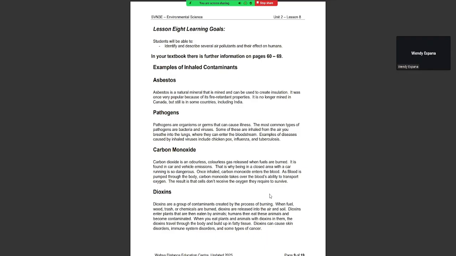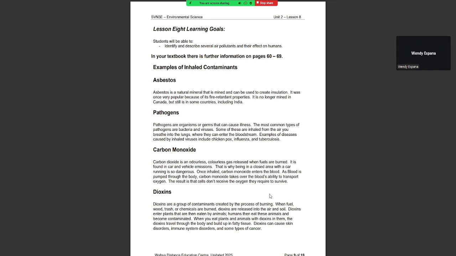When you inhale it, it gets into the blood, and it then prevents the blood from transporting oxygen. We'll talk more about this in a couple of lessons ahead, but what we want to know is that blood needs to be continuously circulated, with oxygen going to cells and carbon dioxide and other waste products coming out of cells. You need that to happen continuously, and carbon monoxide messes with that system.